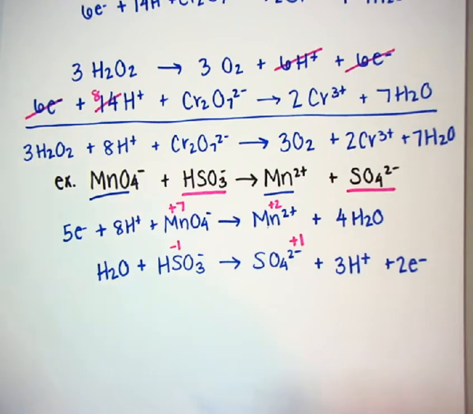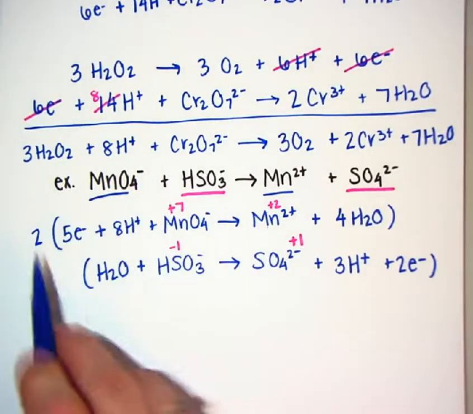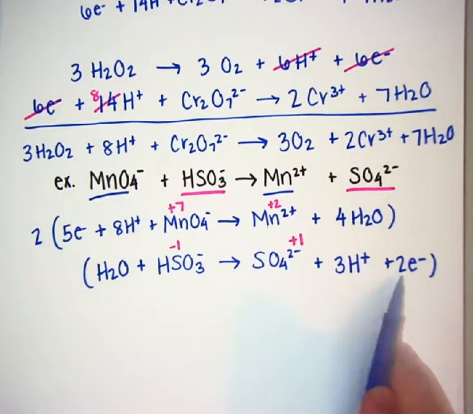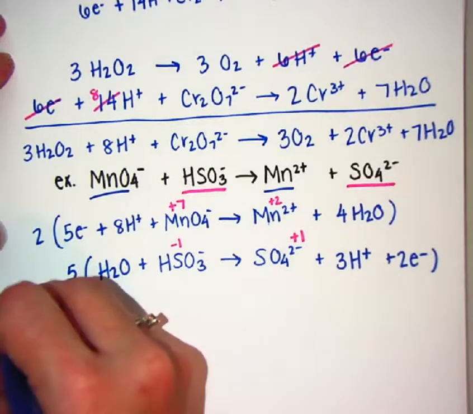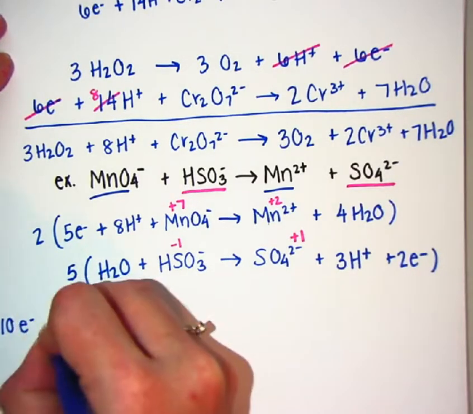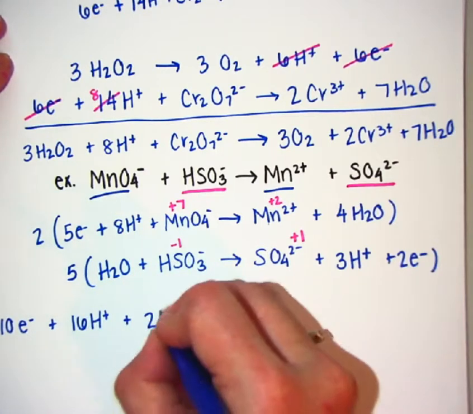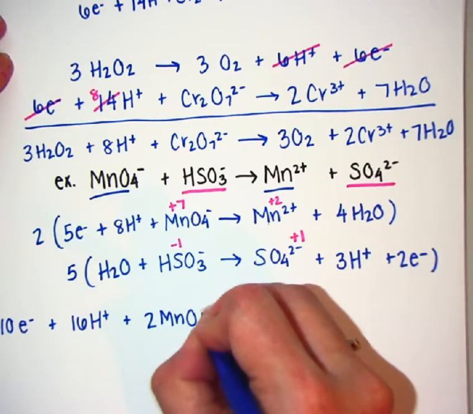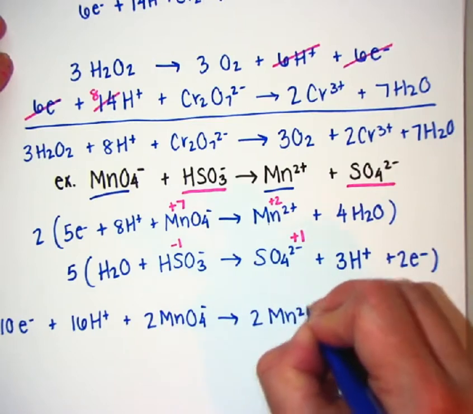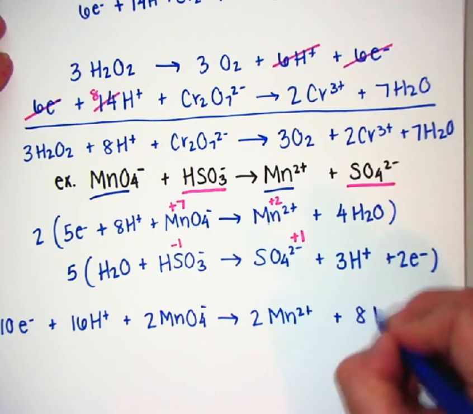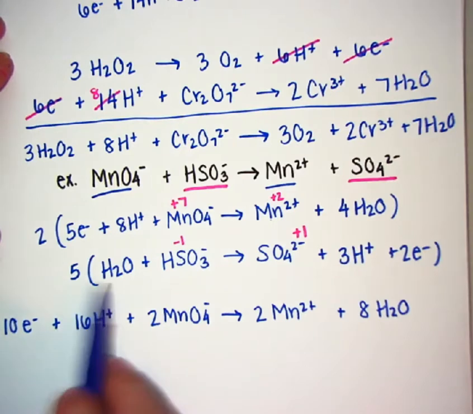Next step is to equalize the electrons. The easiest way to do that is multiply the first reaction by 2. 2 times 5 gives me 10. So this one I would have to multiply by 5. So multiply every single coefficient in the first reaction by 2. For the second reaction, we want to multiply everything by 5.